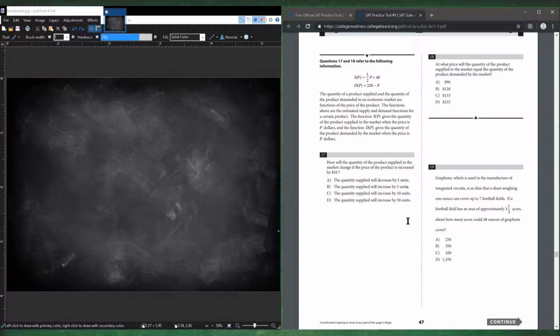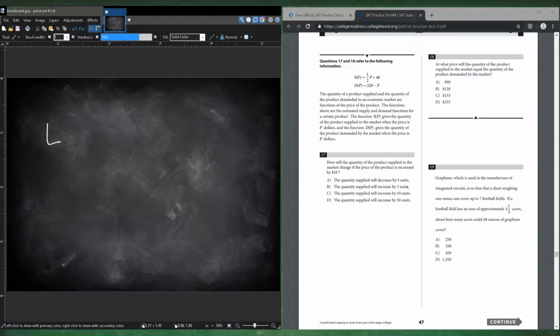19. Graphene, which is used in the manufacture of integrated circuits, is so thin that a sheet weighing 1 ounce can cover up to 7 football fields. If a football field has an area of 1 and 1/3 acres, how many acres should 48 ounces of graphene cover? So right now we have 48 ounces times, we want to change from ounces, so 1 ounce could cover 7 football fields. So 7 football fields is 1 ounce.